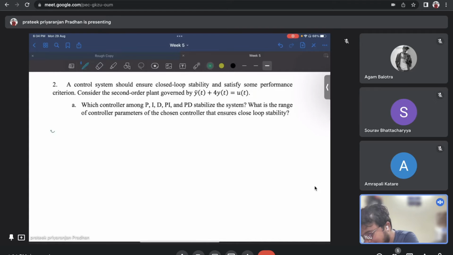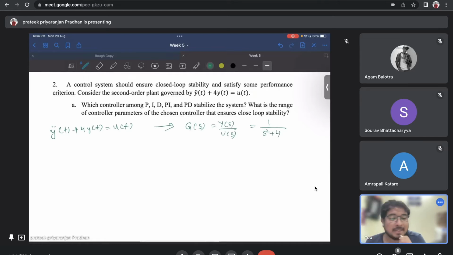The system is given as y double dot of t plus 4y of t is equal to u of t. And taking the transfer function, what is the system transfer function? G of s is equal to y of s by u of s is equal to 1 by s square plus 4. Anybody has any doubt how I have got the system transfer function? Is it clear? Simple? Okay, cool.